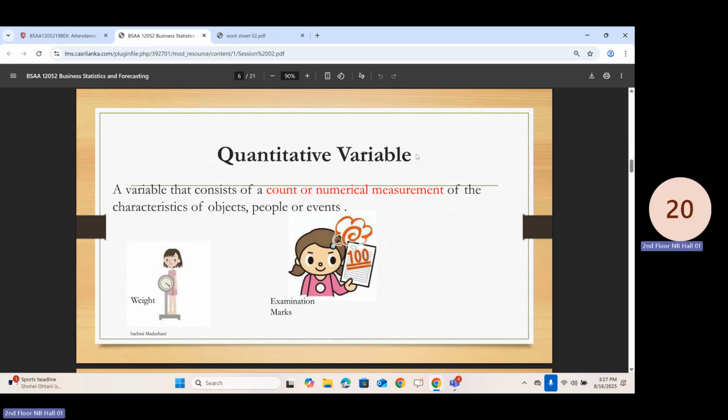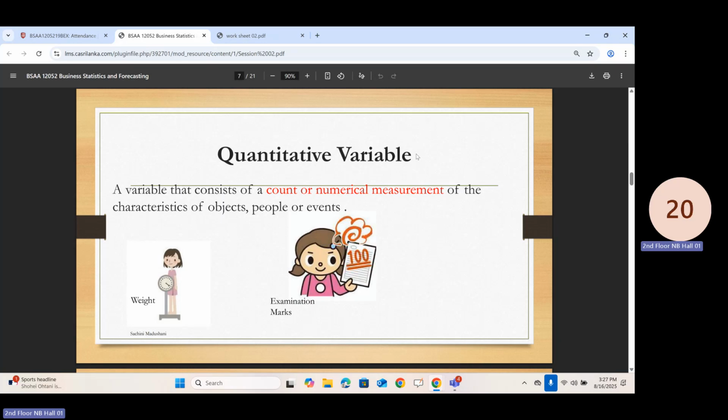Is it clear? Then take marital status. It also consists of categories: married, unmarried, divorced, widowed. Education qualification is also qualitative, because we can categorize it: studied up to O level, A level, bachelor degree, master, PhD. This is the special characteristic of qualitative variables.